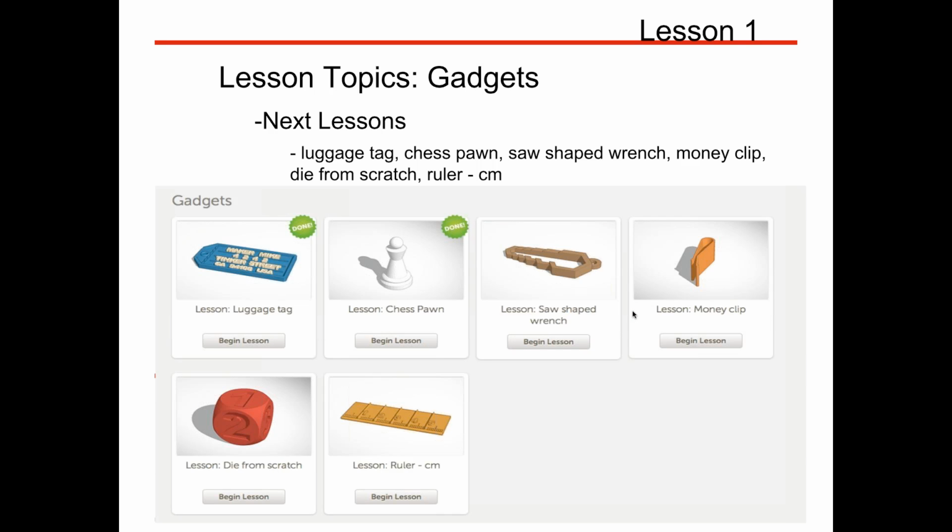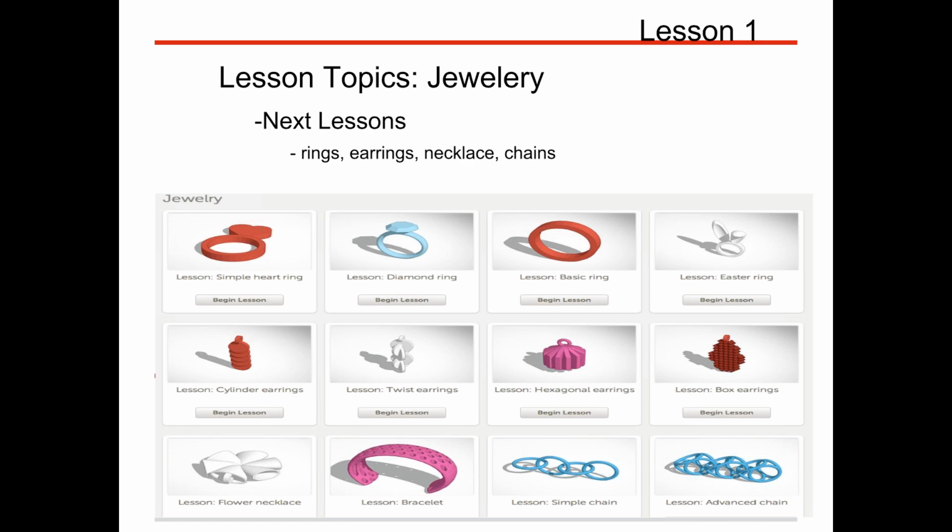Now, the upcoming lessons that you can work on your own with Tinkercad: you have luggage tags, chess pawns, saw, sharpen wrench, money clips, die from scratch, rulers. You have all these different things. They teach you different skill sets, and as you're starting to realize, some are harder. I'll be honest, some of these are harder than others. For example, the pawn chess piece is a tricky one. And then you have a bunch of different jewelry and rings. Some of the stuff's harder than others, but they'll help you learn.